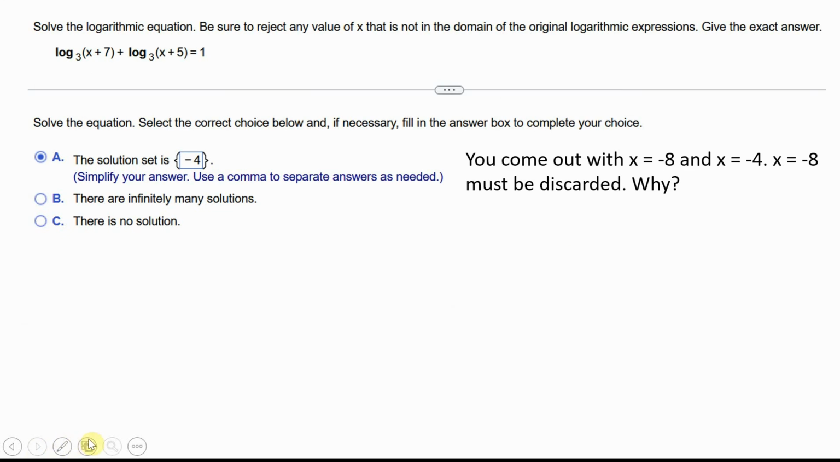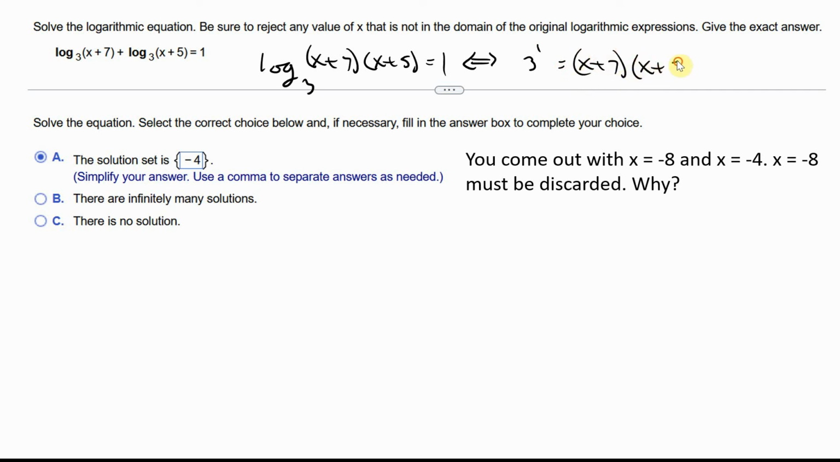So here we solve. Notice that it's plus, so we get the multiplier. This is log base 3 of x plus 7 times x plus 5 is equal to 1. And by definition, this is 3 to the 1 is equal to x plus 7 times x plus 5. Put the stuff on the right on the left side and the stuff on the left on the right side. We like to have x's on the left side.